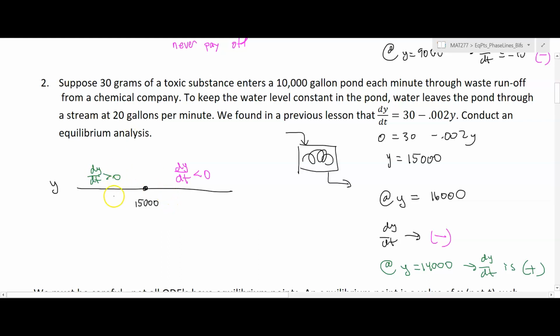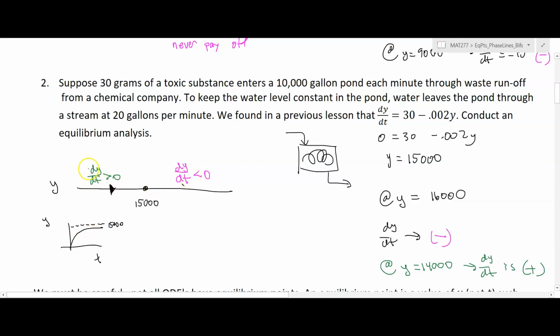So if we put some arrows on this number line to indicate more clearly what's going on, in this case, because dy/dt is positive, that means that y is increasing. And if y is increasing, that means it's getting closer to 15,000, which made sense because our initial concentration was 0 inside of the pond, and we saw that over time, looking at the y versus t graph for having initially 0, we saw something that looked like this with an asymptote at y equals 15,000.